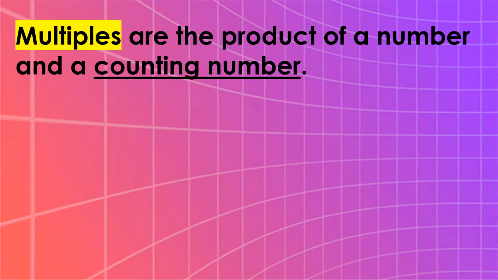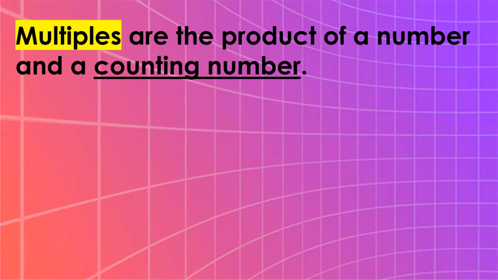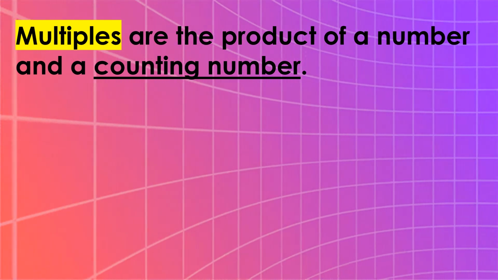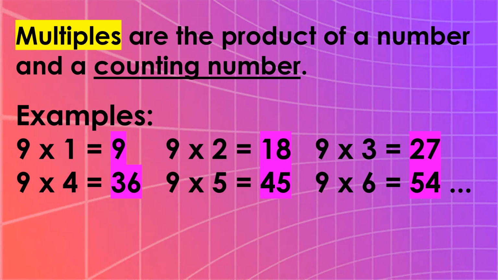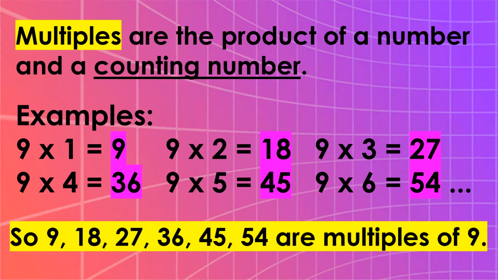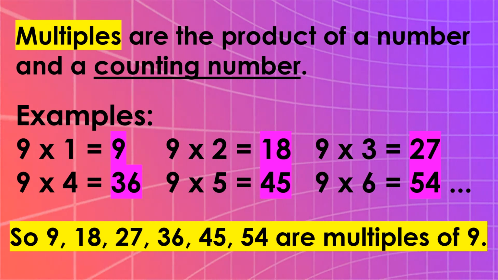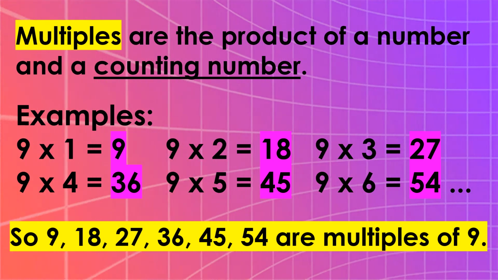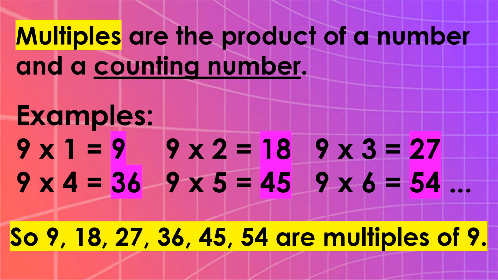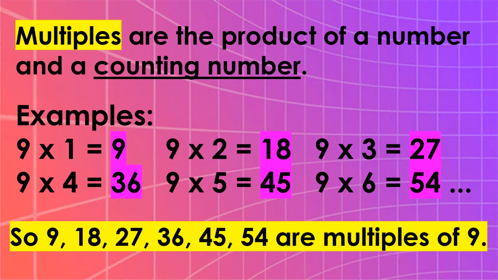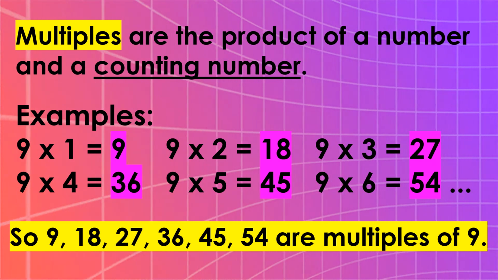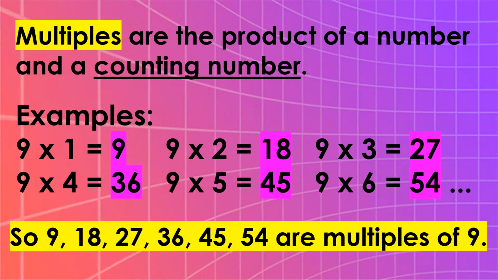So remember, class, that multiples are the product of a number and a counting number. Example, we have here multiples of 9. So we have 9, 18, 27, 36, 45, 54, and so on. So that is the multiples of 9. And if you are going to find the fifth multiple of 9, that is 45.